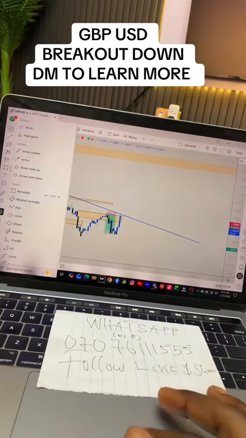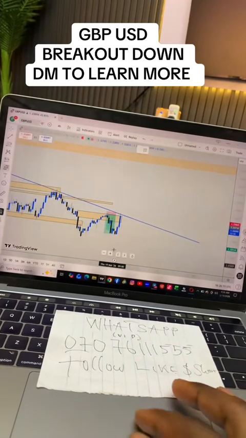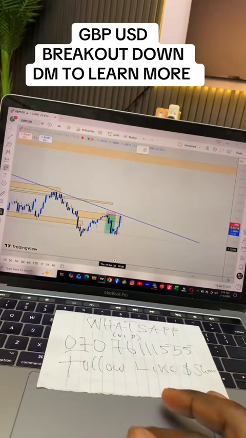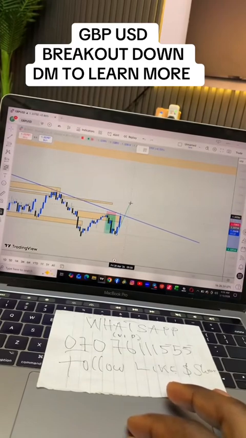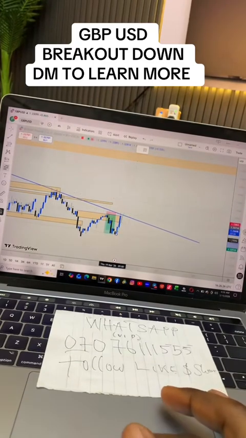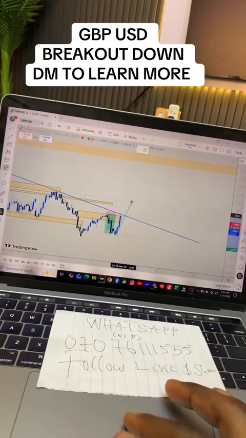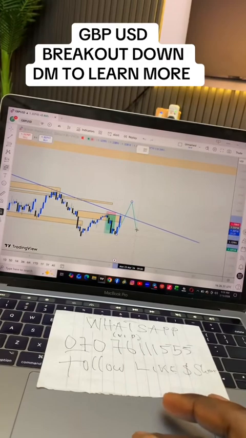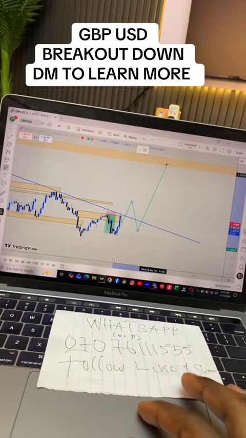I don't trade all these pairs, but I just felt like it since gold has been leaving us without giving us entries, and we have been waiting for gold from Monday, Tuesday, Wednesday, Thursday, almost. My patience is top notch. You can see the market is about to break. If this market breaks here, then we expect a retest inside there, then a continuation to the upside.